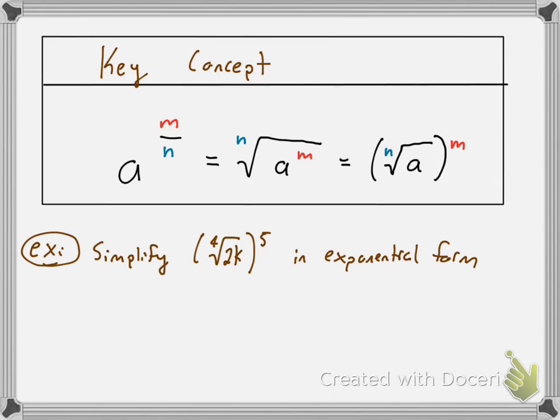So for example, if I wanted to simplify the 4th root of 2k to the 5th power in exponential form, I would rewrite that as 2k taken to the 5th power and then divided by 4 to represent the 4th root.